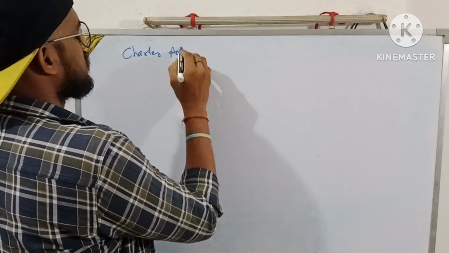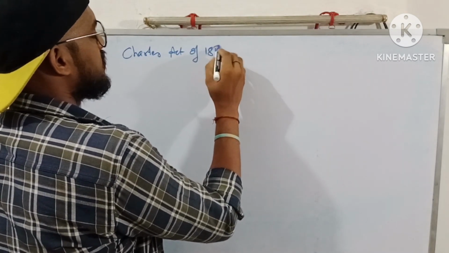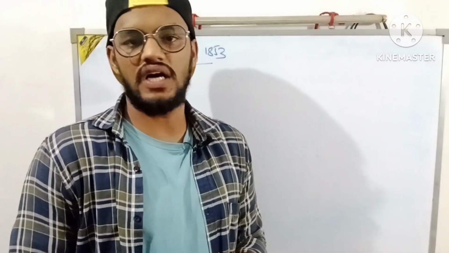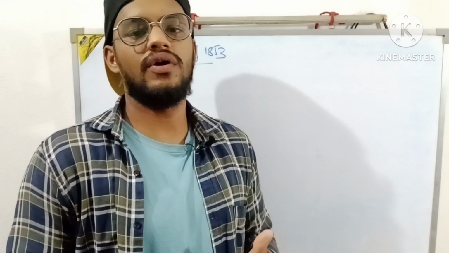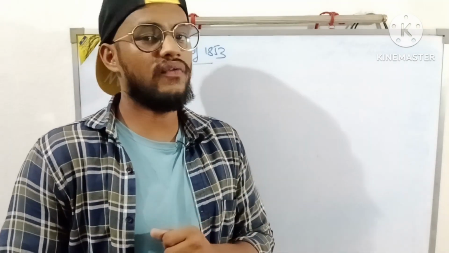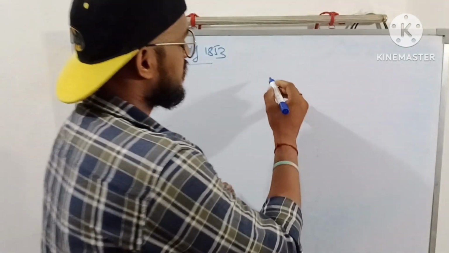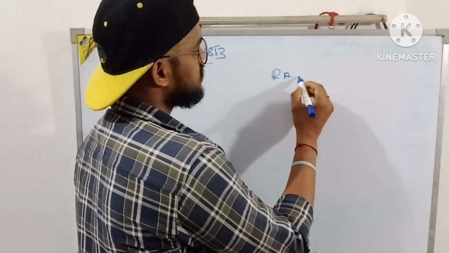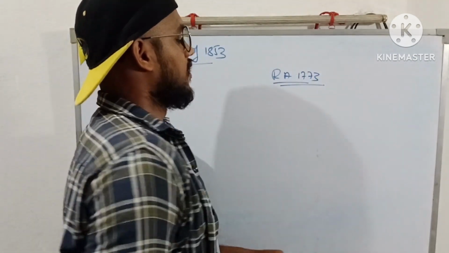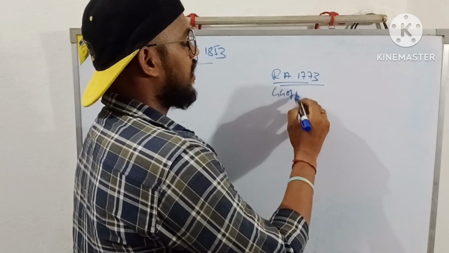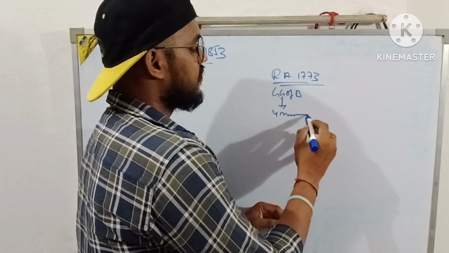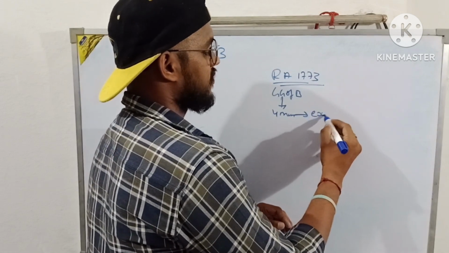Charter Act of 1853. Before going for the first provision of the Charter Act of 1853, let's recall the Regulating Act of 1773. That is the first regulating act provided by the Britishers. So, in Regulating Act of 1773, a Governor General of Bengal has been made. Along with him, there were four more members.